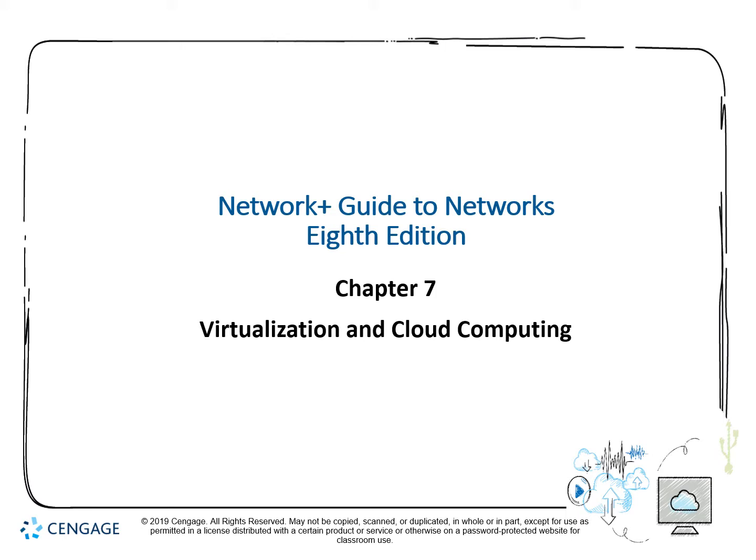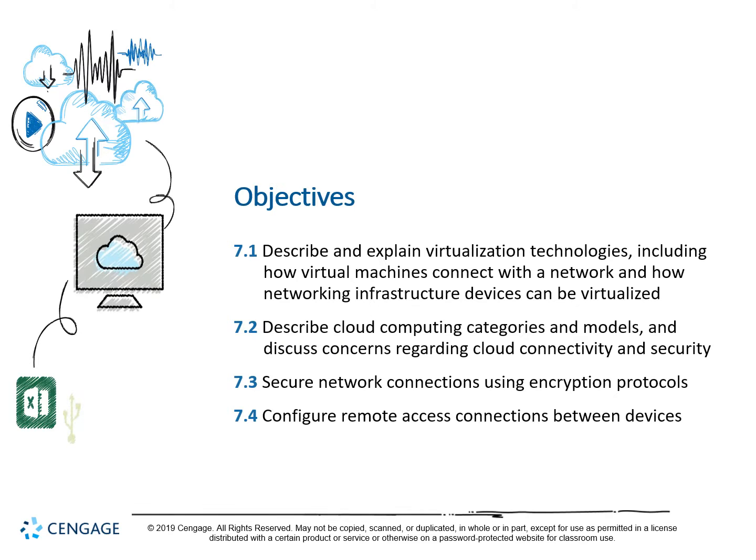Today we're going to be talking about Chapter 7, Virtualization and Cloud Computing. Our objectives today are to talk about and explain virtualization technologies, including how VMs connect with the network and how networking infrastructure devices can be virtualized. We're also going to discuss cloud computing categories and models and discuss some concerns regarding connectivity and security. And then we'll mitigate that with some network connection security methods using encryption protocols and how to set up remote access connections between devices.